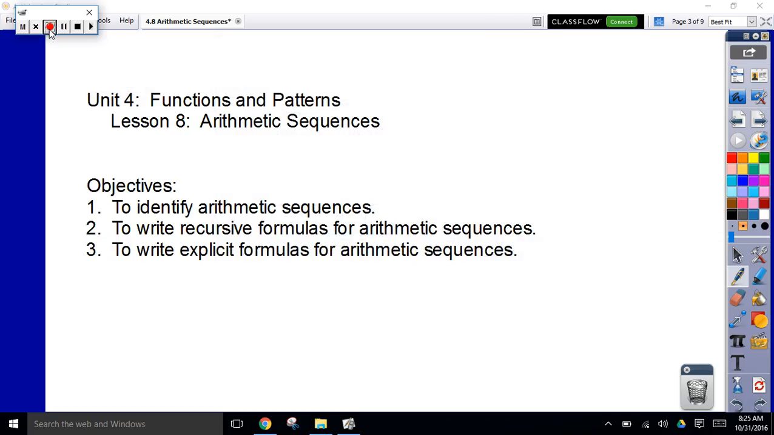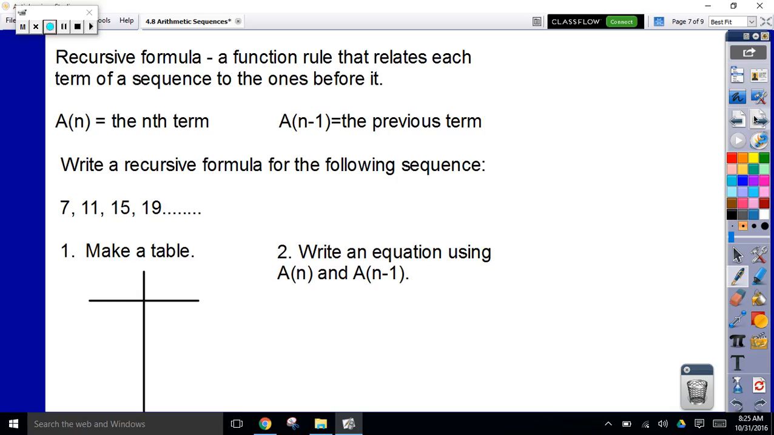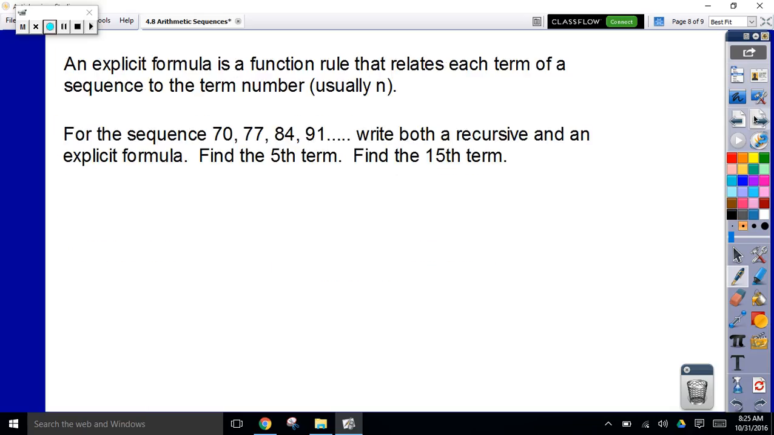Okay, so today's lesson is part 2 of our lesson on arithmetic sequences. So this is what the first page of your notes looks like. We got through everything and we stopped when it was time to write explicit formulas. So we just did recursive formulas. We're going to go to this slide where we talk about explicit formulas.